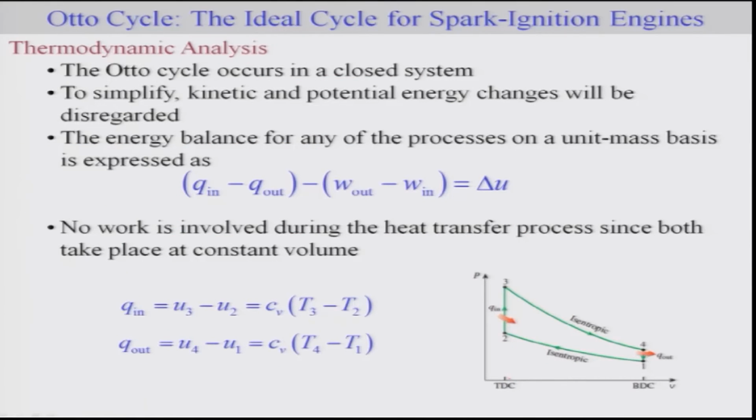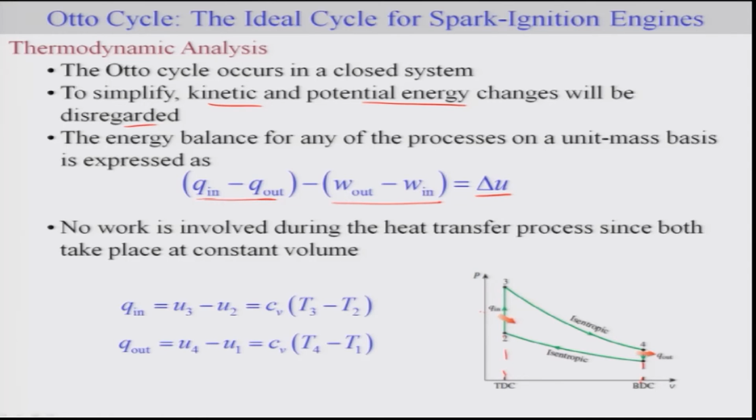Okay. Now we can make use of thermodynamic analysis by considering that kinetic energy and potential energy changes will be 0, and thus your energy balance for any process based on the unit mass can be simply considered here: net Q in minus net Q out is equal to simply the change in internal energy of the system. It is considered to be a closed system. As we know, no work is involved during the heat transfer process, since both are operating at constant volume.